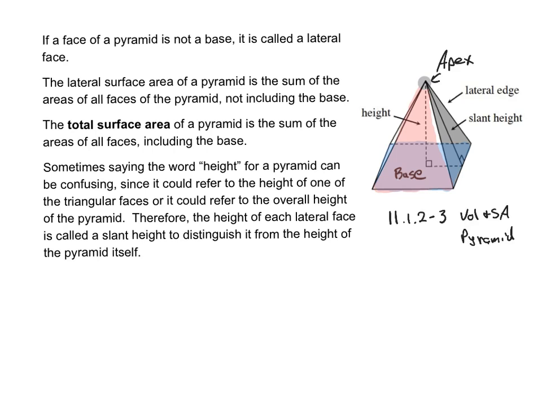If you haven't already done so, go ahead and open up the assignment in Canvas that is 11.1.2-3, Volume and Surface Area of Pyramid. The very first question is asking you to identify these parts in your assignment: the slant height, which is the distance from the center of any of the lateral faces or the triangles to the apex, and it is perpendicular to the base of that triangle. The lateral edge is just one of the edges of the lateral faces, and then the height goes from the apex and straight down to the base and is perpendicular to the base.